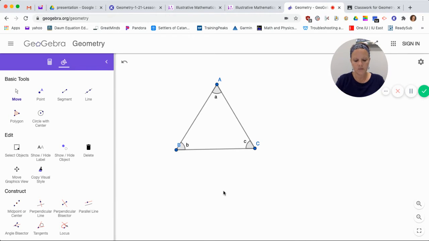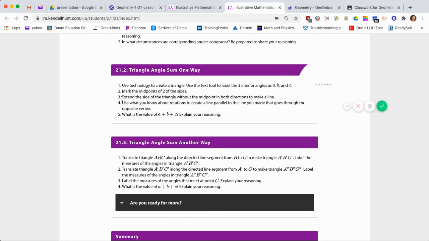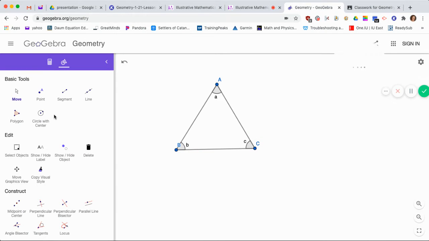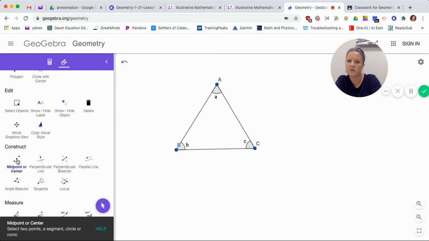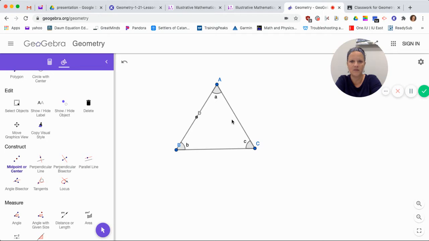Okay, use paper folding to mark the midpoints of the 2 sides. So we're not going to do that. If I go back here, this says to use it with technology. So let's mark the midpoints of 2 of the sides. Okay, we have a midpoint tool here, midpoint or center. Select two points, a segment, a circle, or a conic. So I want the midpoint of that and the midpoint of that. So the midpoints of 2 of the sides.